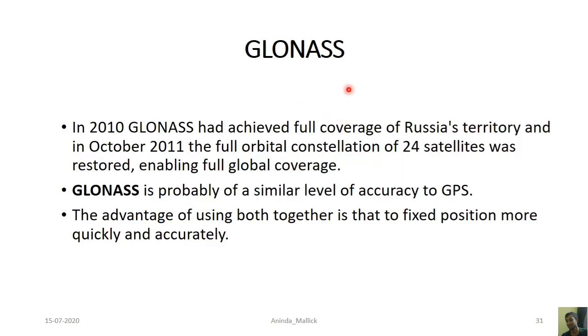So next one is GLONASS. GLONASS is operated by Russia. In 2010, GLONASS achieved full coverage in Russian territory, and in October 2011, within just 1 year, GLONASS offers us the whole global coverage, and they completed the 24 satellites. Because if you place them in the MEO, then you require 24 satellites to cover the whole Earth.